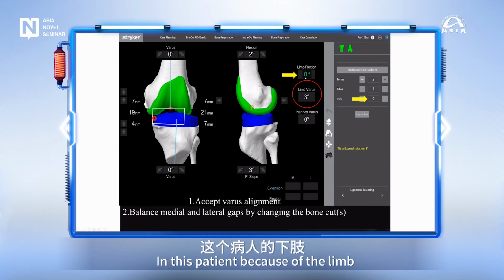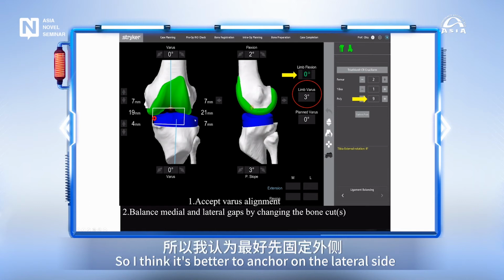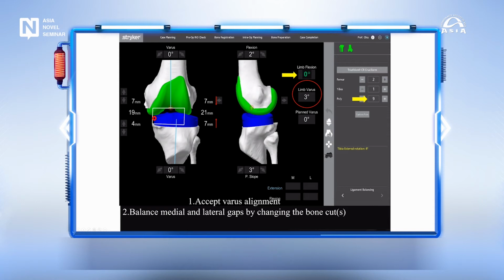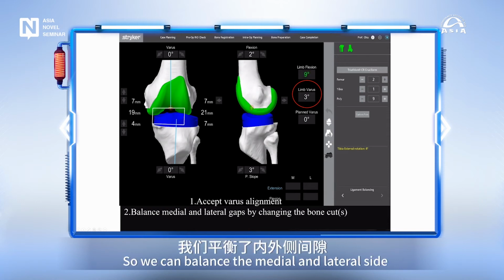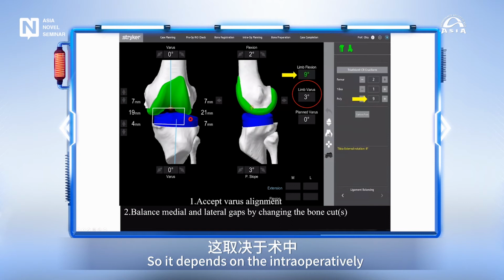In this patient, because the limb has a 9 degrees of flexion contracture, I think it's better to anchor on the lateral side and increase the bone cut on the medial side. In that way, we can achieve 2 goals just by moving that. So we can balance the medial lateral side and also eliminate the flexion contracture. So it depends on intraoperatively, how do you feel?